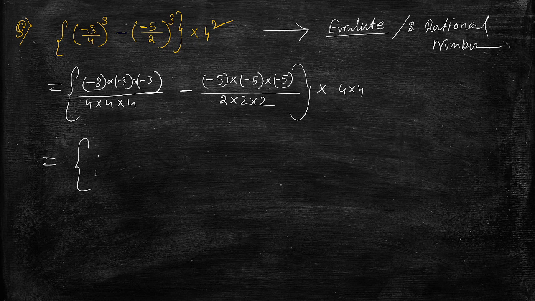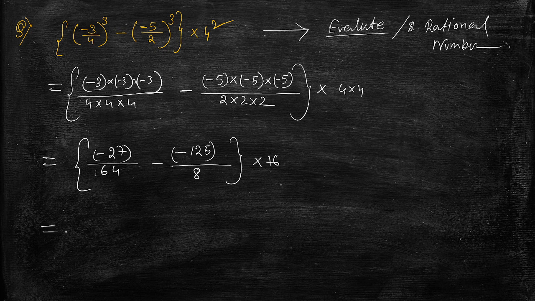Minus 3 three times, it's minus 27. 4 three times means 64. 4 into 4 is 16, 16 into 4 is 64. Minus minus 5 three times, that means minus 125. 2 three times means 8, and 4 two times means 16.